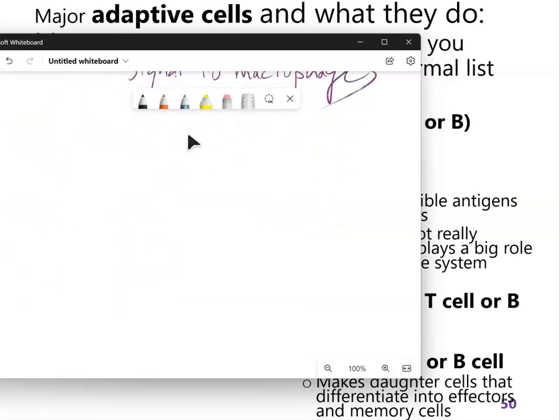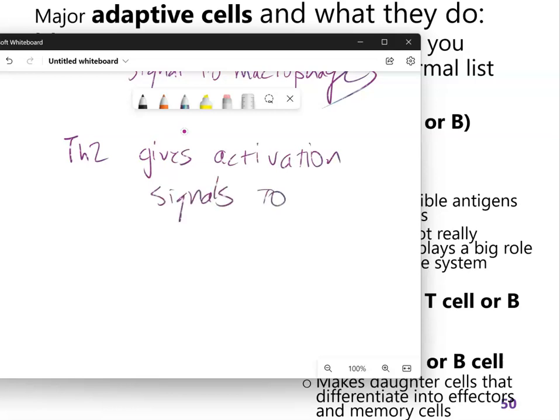A CD4 positive helper T cell type 2, or a TH2, gives activation signals to B cells. And what you'll see is that leads to B cells making effector cells, because that's what activation of a lymphocyte is. It leads to effector cells and memory cells. And specifically, the effector cells for B cells are plasma cells, and they make antibodies.